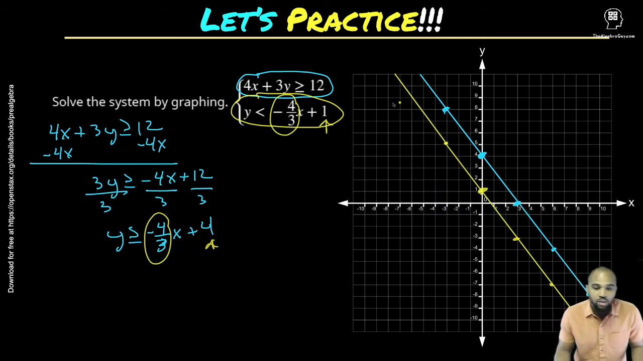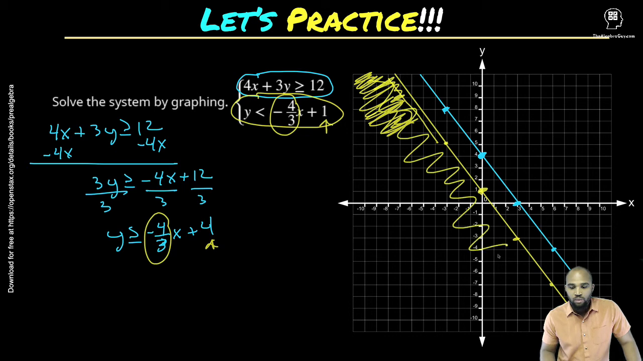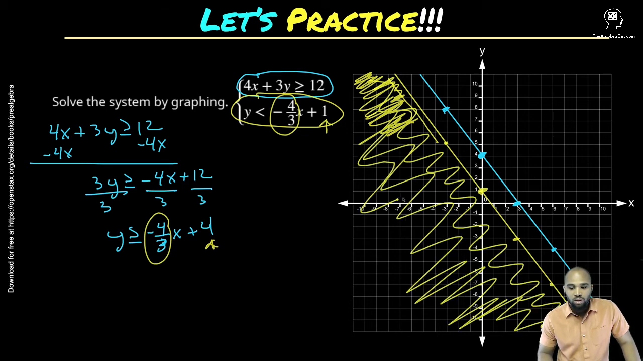Now, I'm curious as we shade in what it's going to look like. So let's start with the blue one. Y is greater than that line, so we want everything above that line. And the yellow is y is everything less than that line. So let's shade that in. Everything less than this line is here. So all this region here, I'll just go ahead and shade that in. Oh, that's beautiful shading right there.